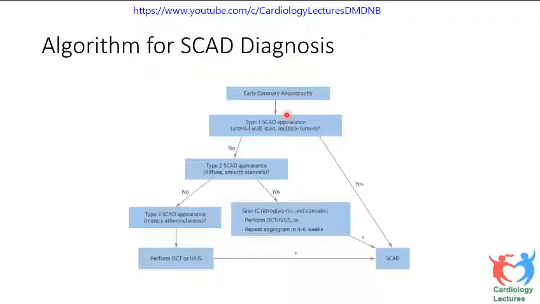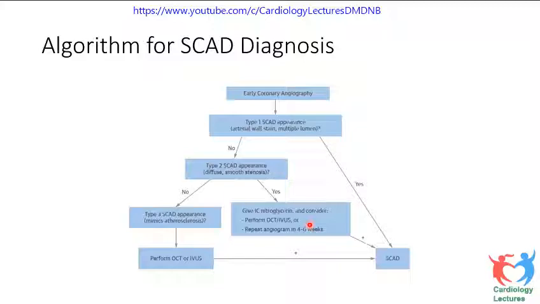So for an algorithm for SCAD, you do an angiogram. Type 1, if you are very sure, then it is SCAD. And if you're not very sure, then if it's type 2, if it's a diffuse disease, probably give nitroglycerin, rule out a spasm. And if there's any doubt, if it's a very proximal vessel, you can do imaging.